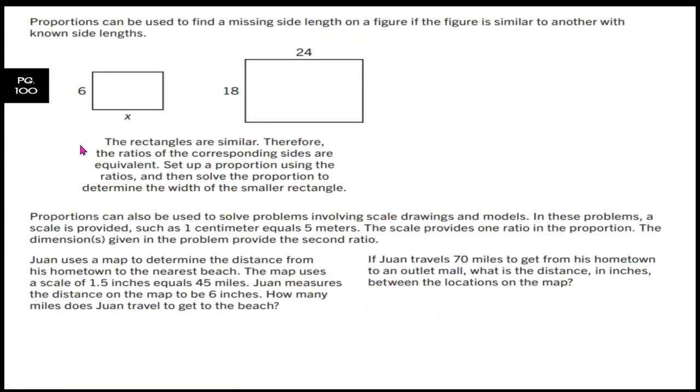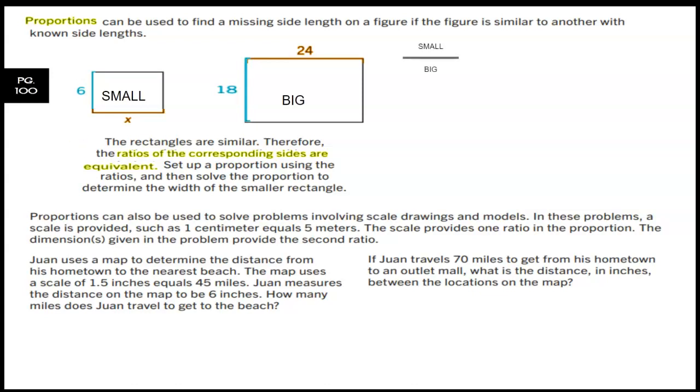Now, let's go to page 100. Proportions can be used to find the missing side length on a figure if the figure is similar to another known side length. The rectangles in these figures are similar. We're going to compare the smaller rectangle to the bigger rectangle. Therefore, the ratios of the corresponding sides are equivalent. We notice that 6 is equivalent to 18 and x is equivalent to 24.